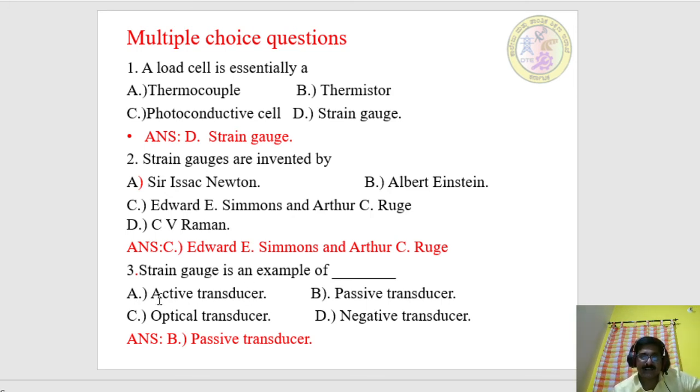Answer is C. Strain gauge is an example of: options are A active transducer, B passive transducer, C optical transducer, D negative transducer. The strain gauge is a passive transducer, which converts a mechanical displacement into an electrical signal. So it will be a passive transducer, definitely. Answer is B.